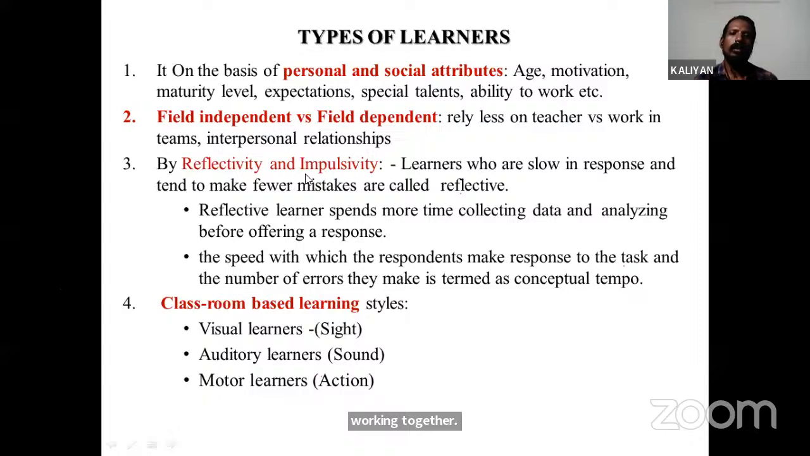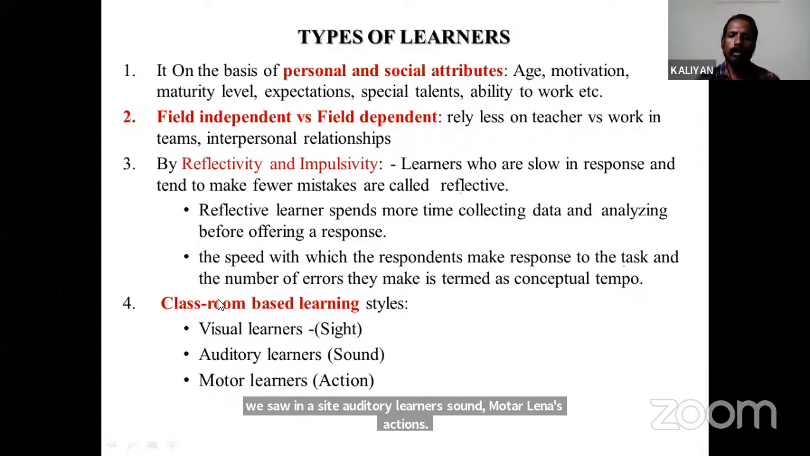For reflexivity and impulsivity, learners who are slow in response and tend to make fewer mistakes are called reflective. So here, to encourage the learner, we facilitate them to make mistakes, and only then they reflect, understand the concept, and then they don't make the mistake. This is reflexivity and impulsivity. And the fourth one is classroom-based learning styles. Visual learners: sight. Auditory learners: sound. Motor learners: actions. So these are the types of learners.